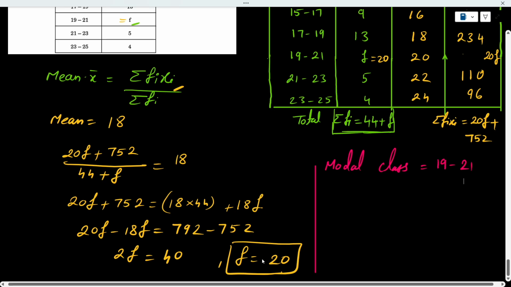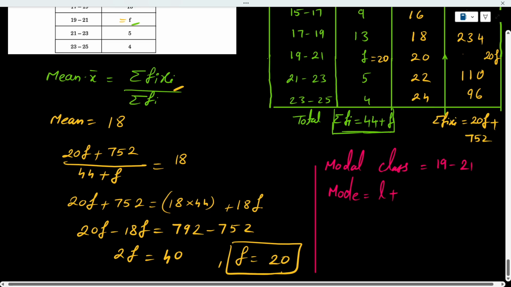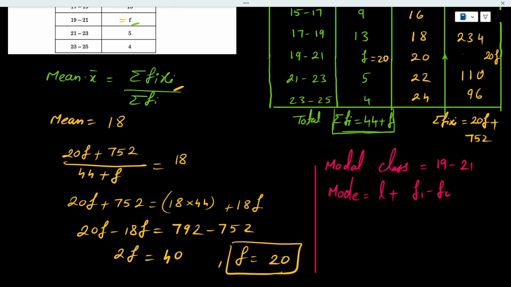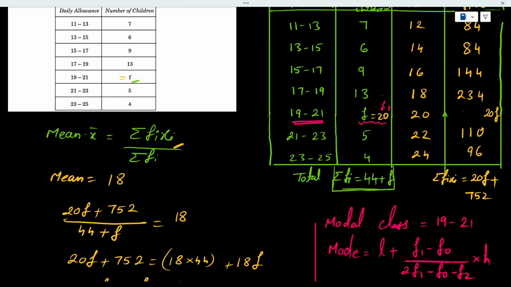Now, what is the mode formula here? If I write down the mode formula, you know what you need, right? L plus (F1 minus F0) by (2F1 minus F0 minus F2) times h, right? So I need all these values. So what is your F1 here? If you see the table, the modal class corresponding frequency is called F1. How can you remember? The corresponding is F1, before that will be F0, so 13 will be F0. Next class frequency is going to be F2, right?